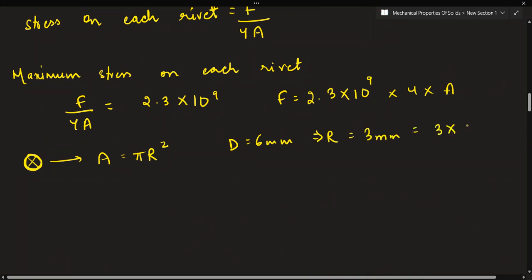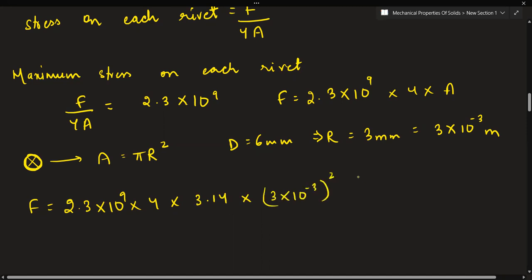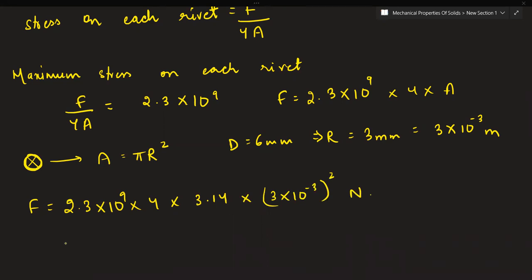So 1 millimeter is 10 to the power minus 3 meters, so 3 millimeters would be 3 into 10 to the power minus 3 meters. So we have the value of everything. The force, once we calculate, is 2.3 into 10 to the power 9 into 4 into area. For area we have pi r square. The value of pi is 3.14 and r squared is 3 into 10 to the power minus 3 whole square. This much Newton is the maximum tension that the question is asking. Just note this down, then we'll move further.